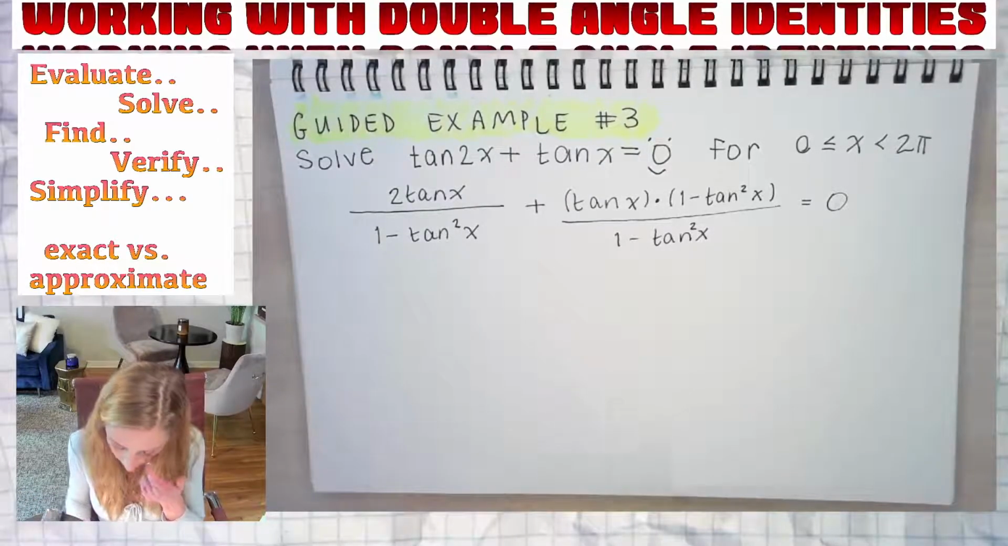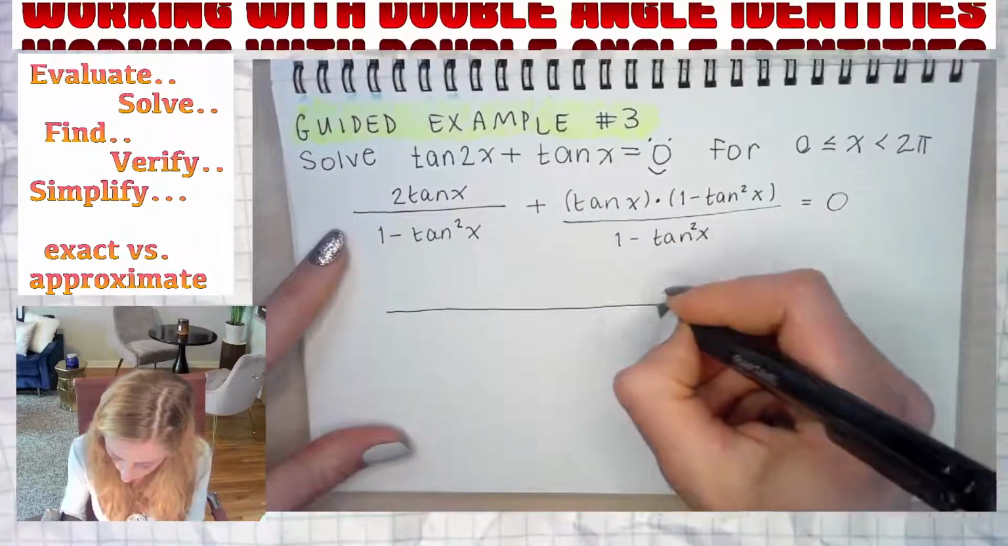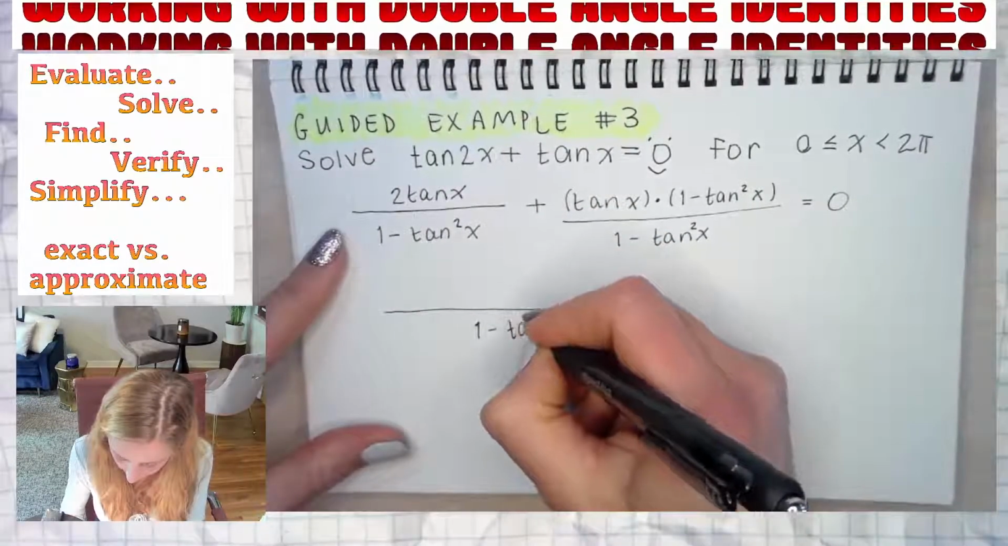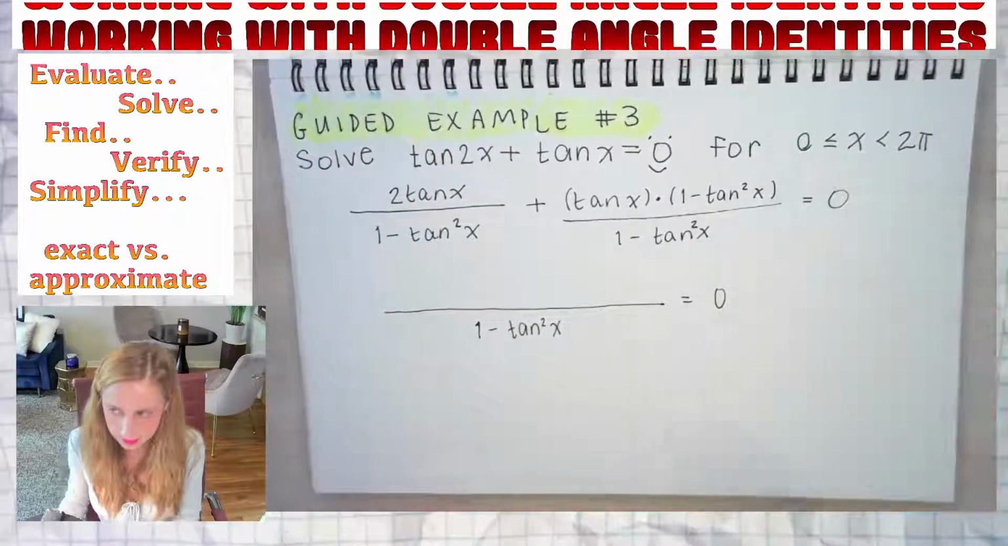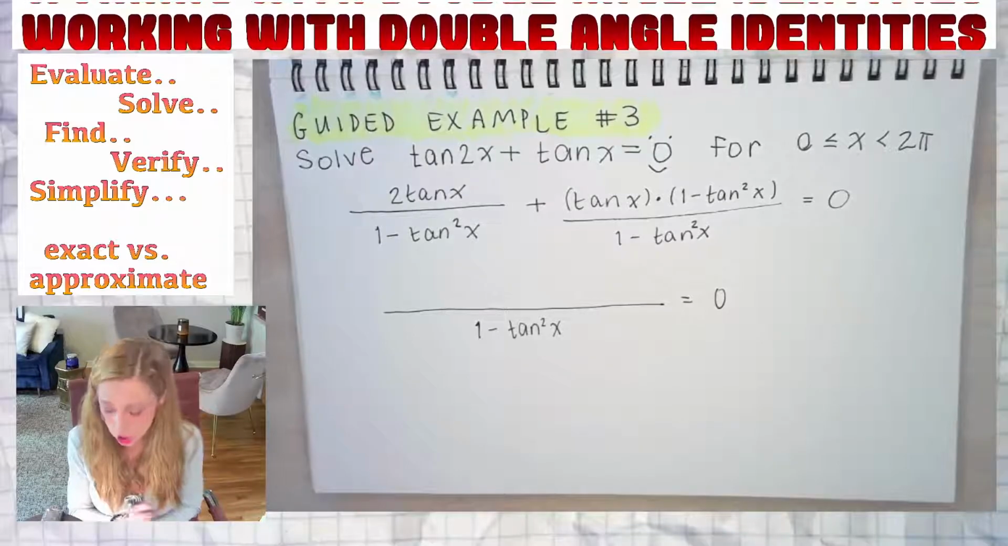Now, next step, I'm just going to rewrite this all over 1 minus tan squared x. Do not multiply that over to the 0. You will be more or less throwing away answers, so we don't want to do that.